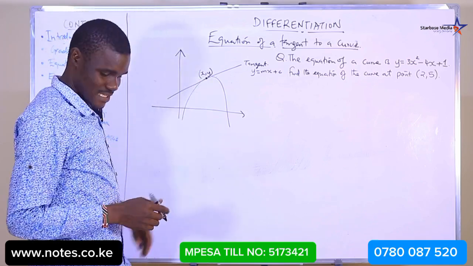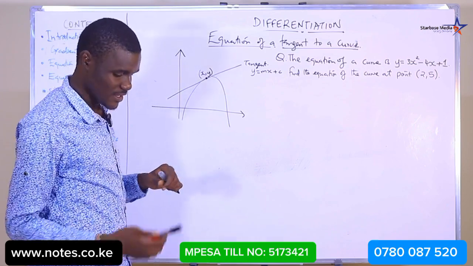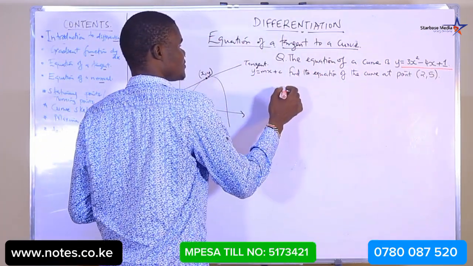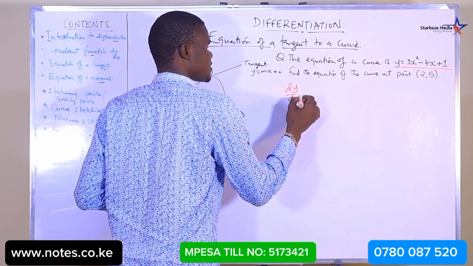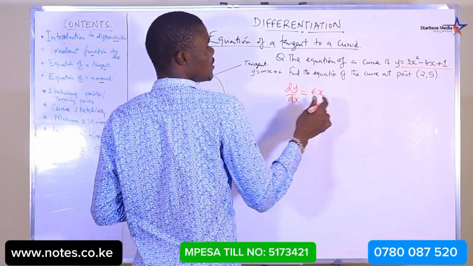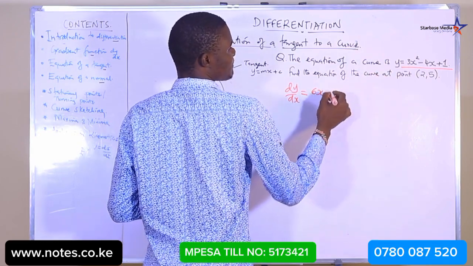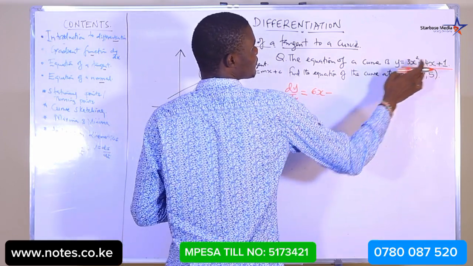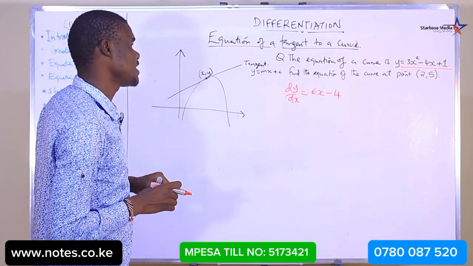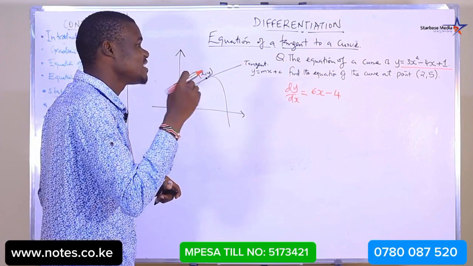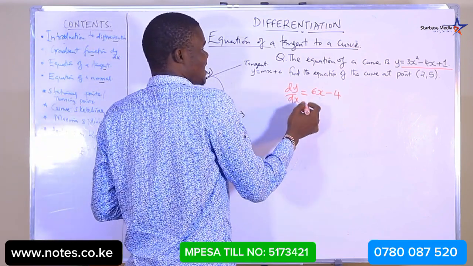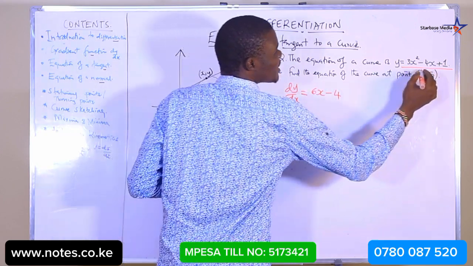Number one, we get the gradient function. And how do we get it? We are going to differentiate this function. So we are going to say dy over dx is equal to 6x minus 4. That will be our gradient function, meaning for us to get the gradient at any given point, we must use this function.